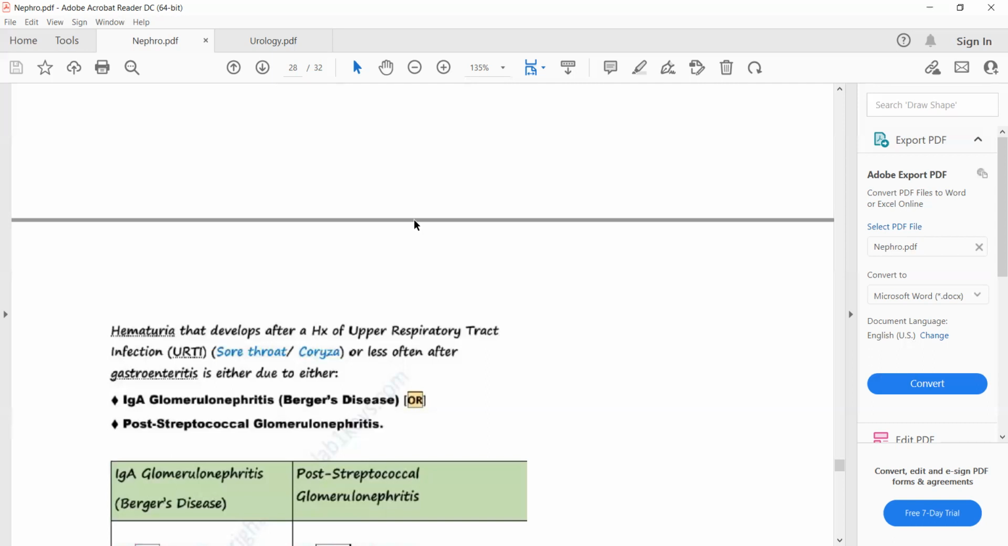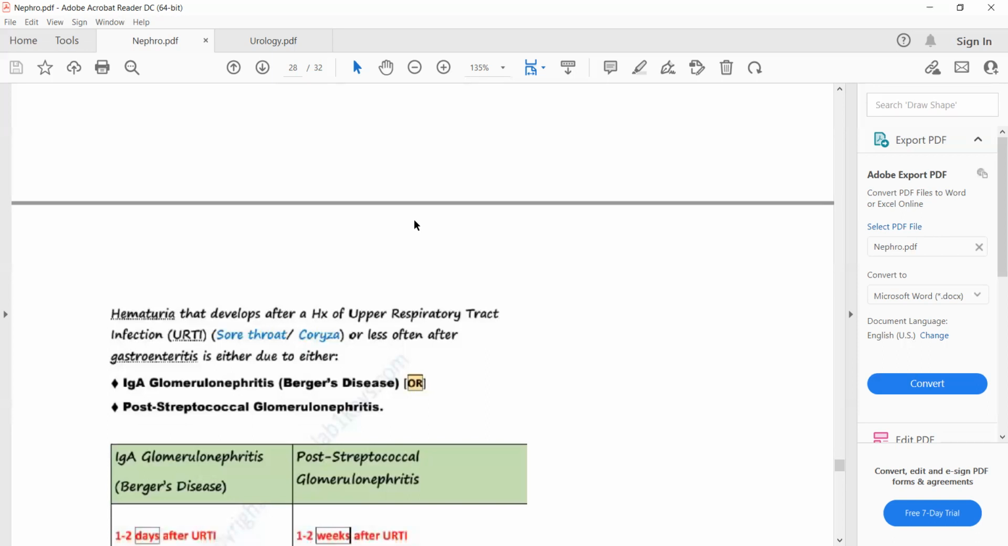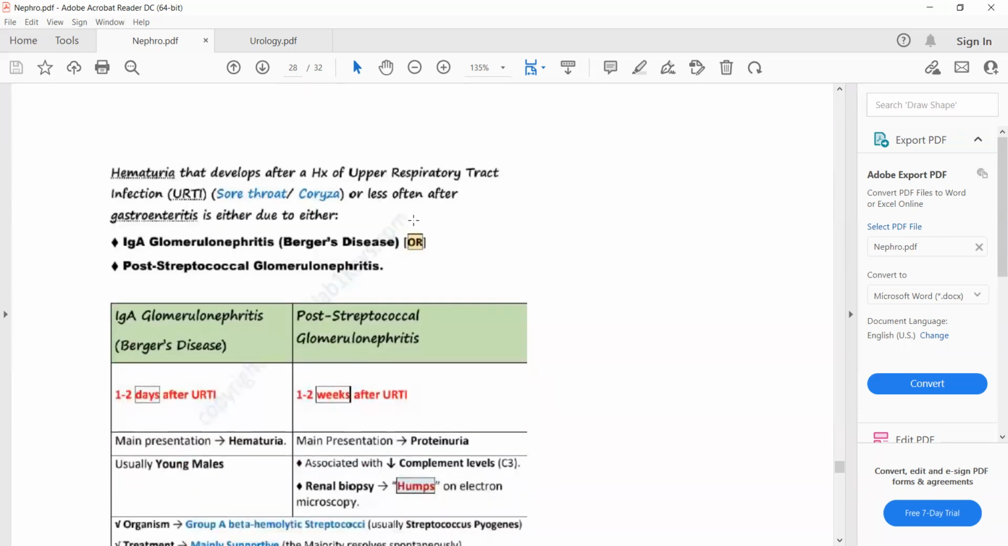So hematuria after diarrhea, you will think of two differential diagnoses. One is hemolytic uremic syndrome and the other is TTP, thrombotic thrombocytopenic purpura. And hematuria that develops after a history of upper respiratory tract infection, you will think of three things. IgA glomerulonephritis, that is also known as Berger disease or mesangioproliferative glomerulonephritis. The second one is post-streptococcal glomerulonephritis. And the third one is skin purpura. All three of them will present with features of hematuria. Then how are you going to differentiate between these three?